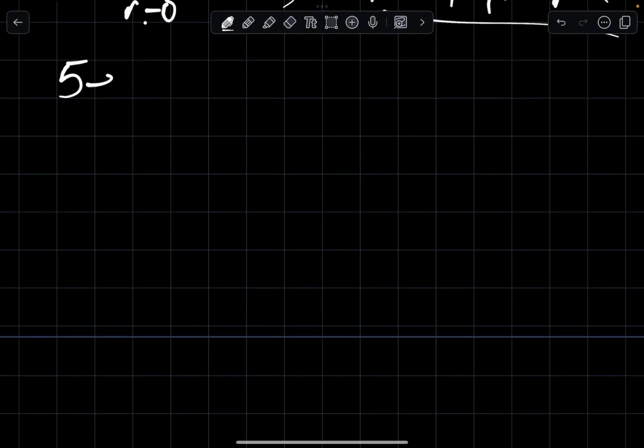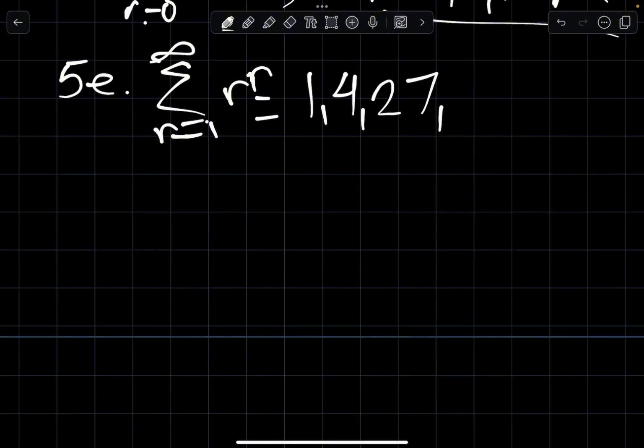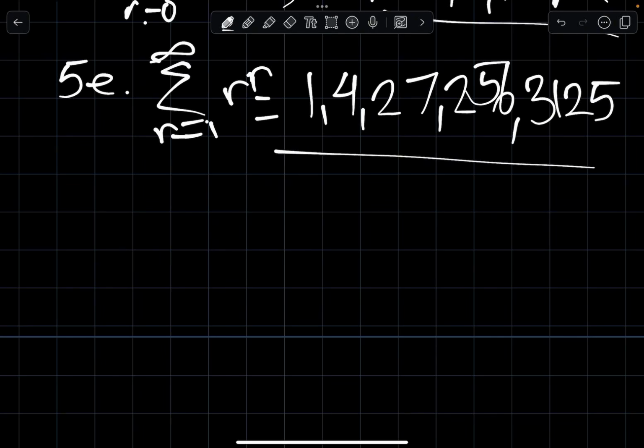Okay, 5e. Sigma r equals 1 to infinity. Notice how they switch from r equals 0 to r equals 1 here. 0 to the 0 is still undefined, as we know in math. But after taking the first 5 terms, 1, 4, 27, 256, and 3,125, a huge exponential increase.